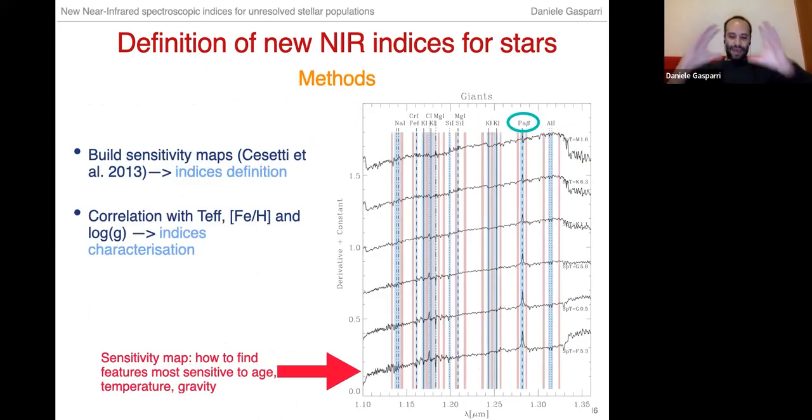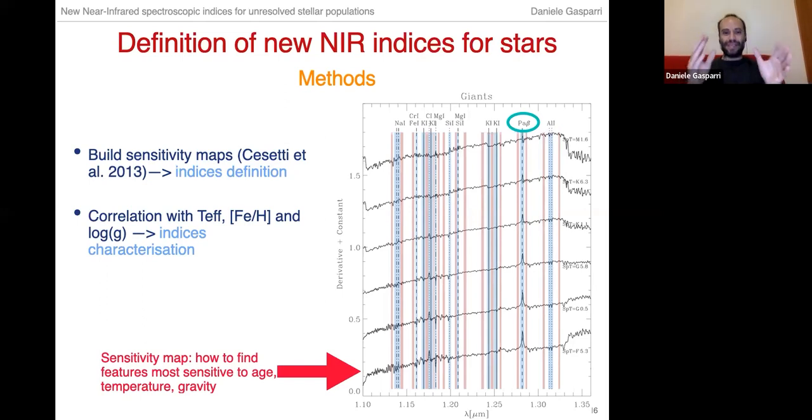Then, once I had the stellar spectra with very well known temperature, metallicity, and surface gravity, I built the so-called sensitivity maps. Basically, I made the derivative of the spectra with respect to one of the 3 considered parameters in order to find which are the most sensitive absorption lines to be investigated. Because in the near-infrared, we have hundreds of lines, but only the strongest, the not contaminated, and the most sensitive to the stellar parameters are worth studying.